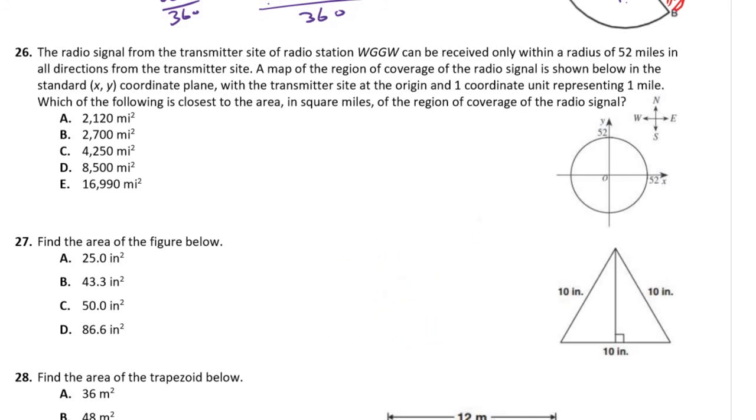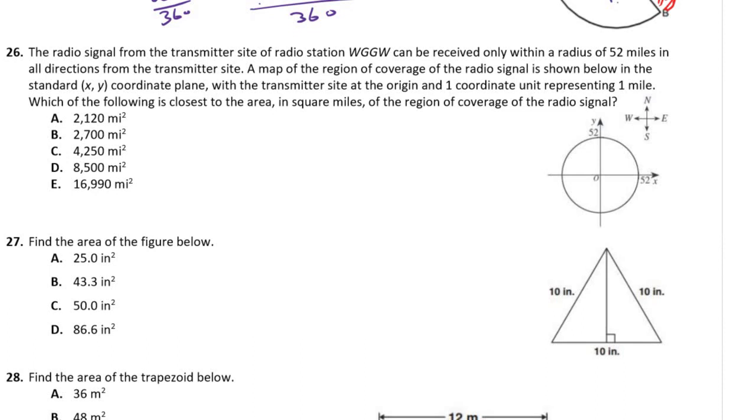All right, a radio signal is transmitted from a transmitter. I'm looking for the question. Which of the following is the closest in area in square miles of the region of the coverage? Okay, the radio is transmitting from here. We're looking for the area of this circle, basically.